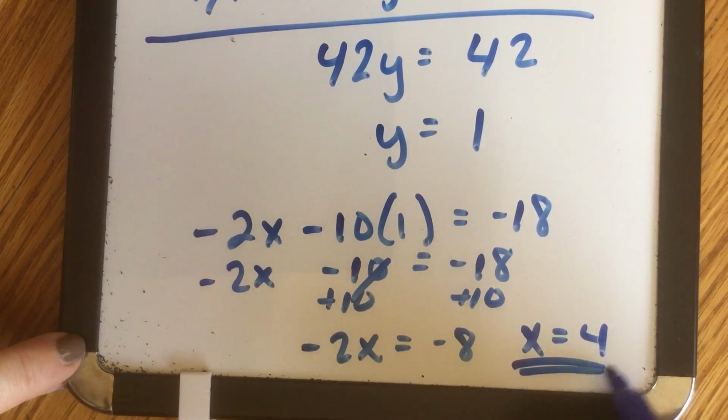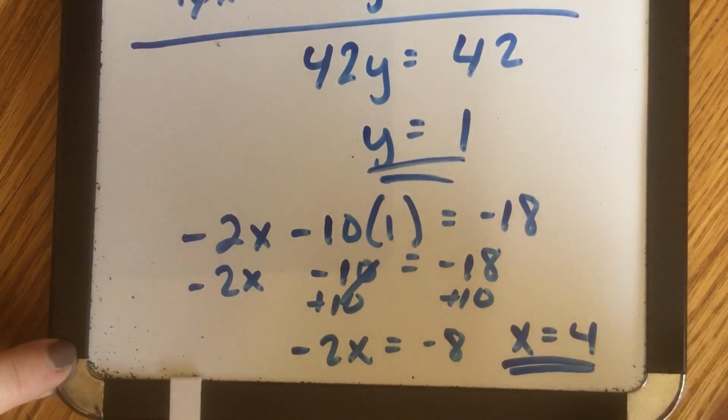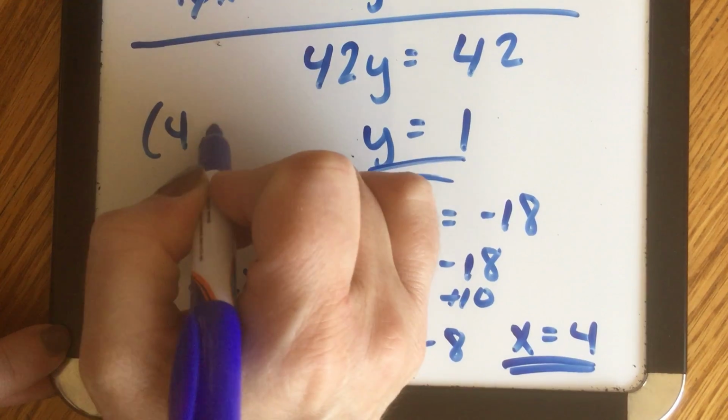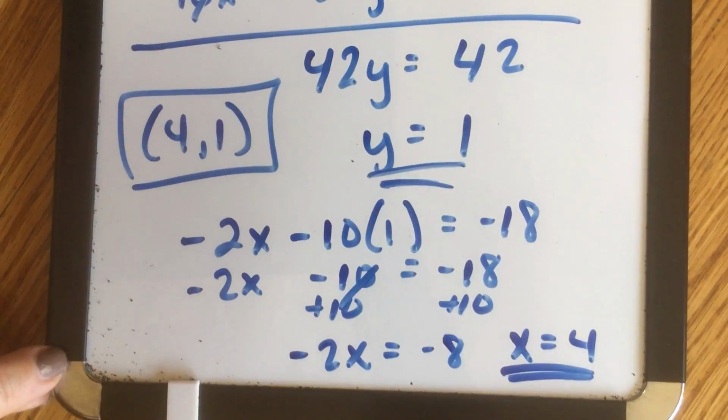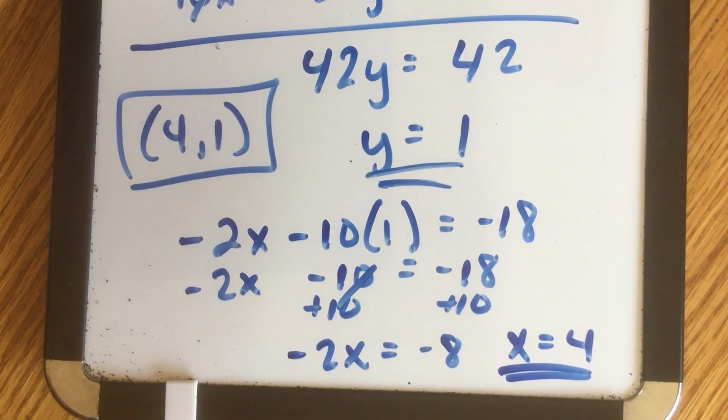So my answer is 4 and 1. And remember, we write these as an ordered pair, x, y, so it's 4, 1. Okay, let's do another example like that.